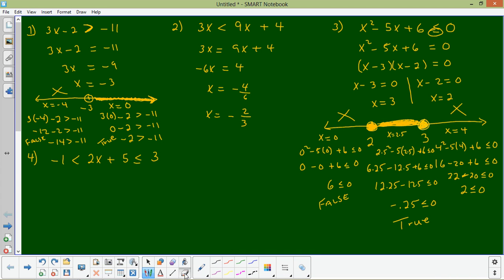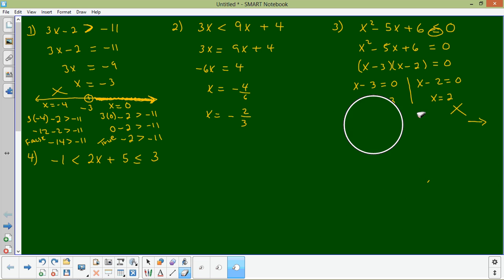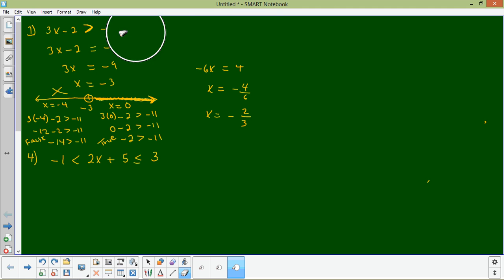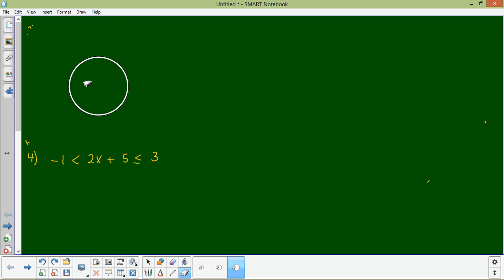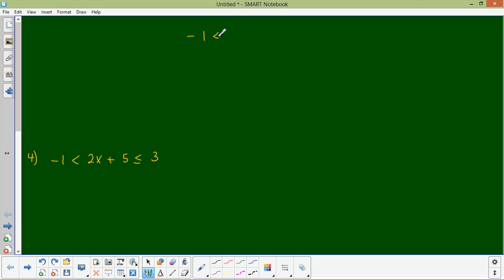Not too difficult. One more in this video we'll throw in, and hopefully you get the hang of these virtual tools now. So that'll make sense to you. Number 4 actually represents 2 inequalities written as 1 here. So we've got negative 1 is less than 2x plus 5, and 2x plus 5 is less than or equal to 3.